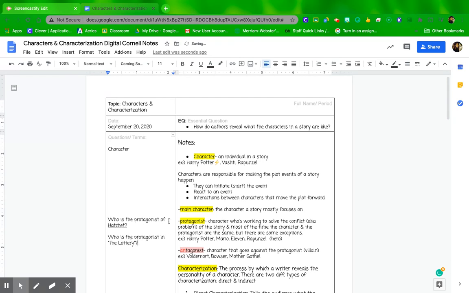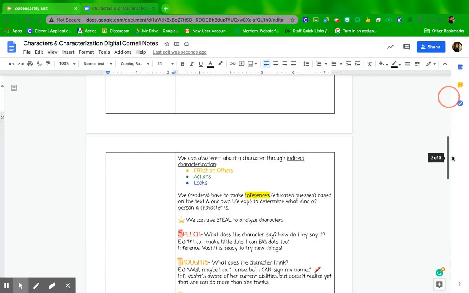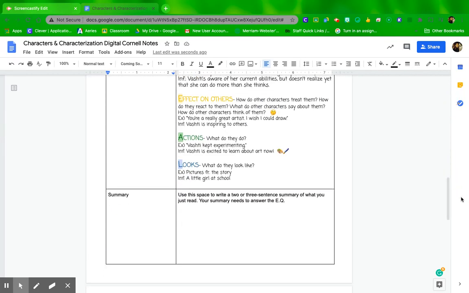Okay, so go ahead and make sure that you fill in the Q column with key terms and questions, and that you also include a 2 to 3 sentence summary that answers the EQ.